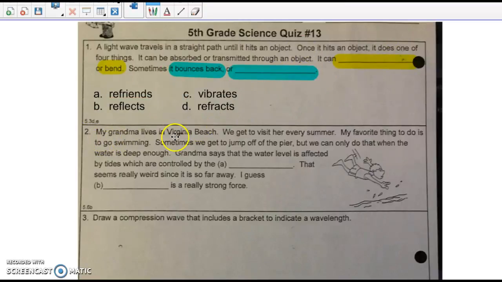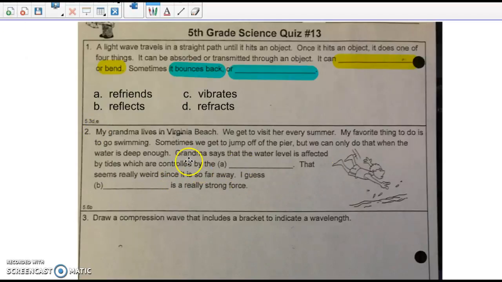Number two, my grandma lives in Virginia Beach. We go to visit her every summer. My favorite thing to do is to go swimming. Sometimes we get to jump off of the pier, but we can only do that when the water is deep enough. Grandma says the water level is affected by tides, which are controlled by the blank. That seems really weird since it is so far away. I guess blank is really a strong force.